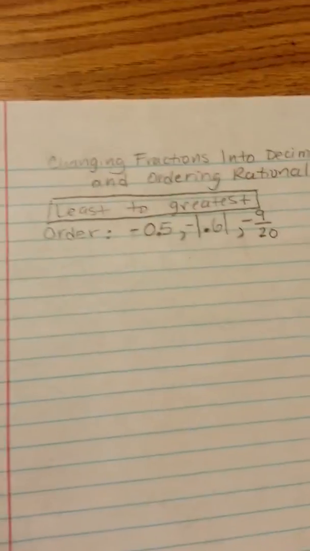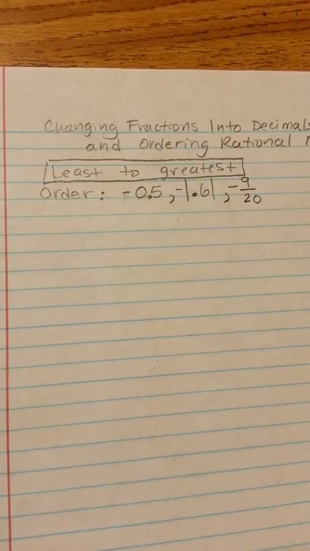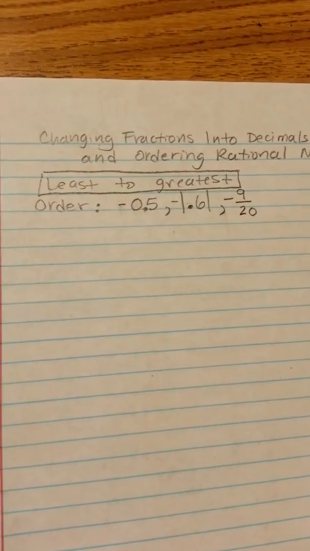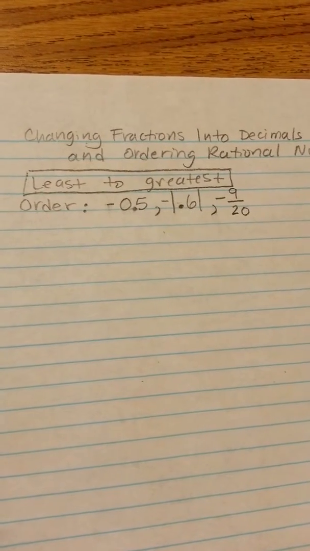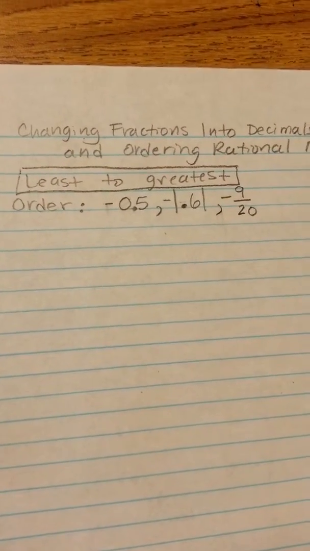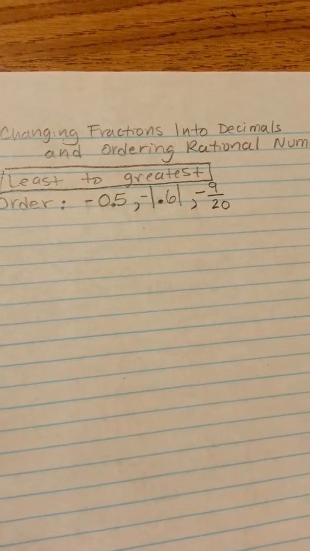Today I would like to talk about changing fractions into decimals and ordering rational numbers. Okay, if your teacher asks you to order some rational numbers, such as least to greatest, when you're dealing with negative 0.5, negative absolute value of 0.6, and negative 9/20.